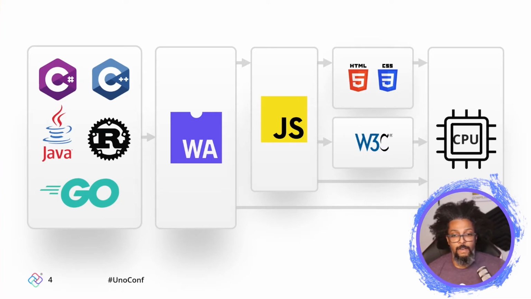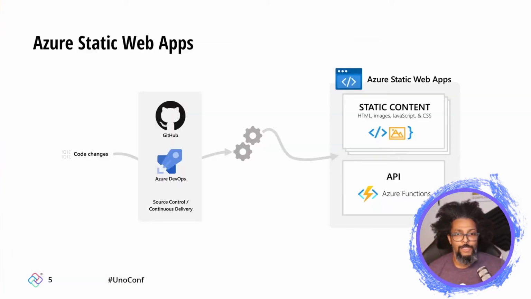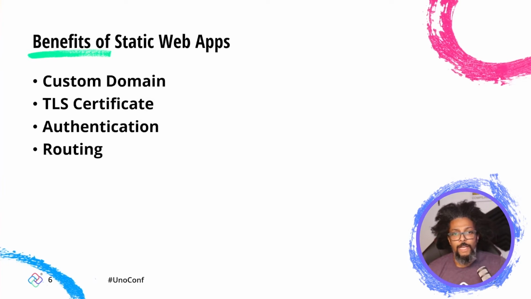This removes the necessity of a web server, and it makes the perfect fit for Azure Static Web Apps. Azure Static Web Apps is a service that allows hosting static content on Azure by connecting a code repository like GitHub or Azure DevOps, and it will automatically build and deploy your applications based on code changes. The main benefits of Static Web Apps are that it provides an easy way to use a custom domain, a built-in TLS certificate, and free built-in authentication and routing.